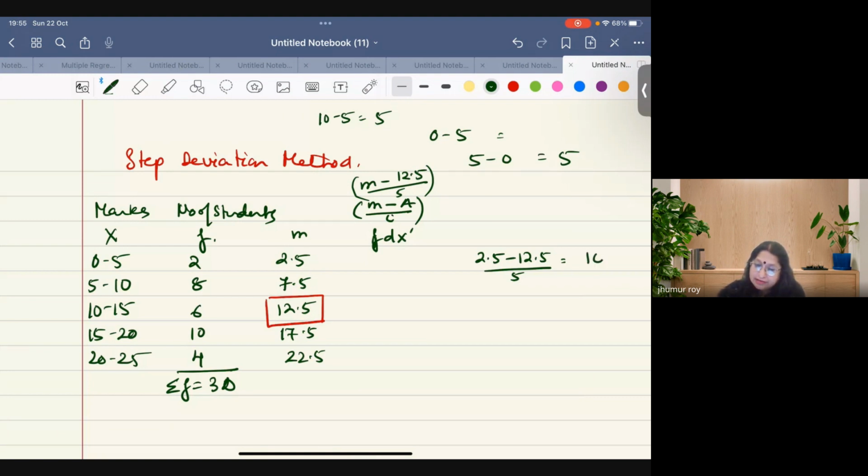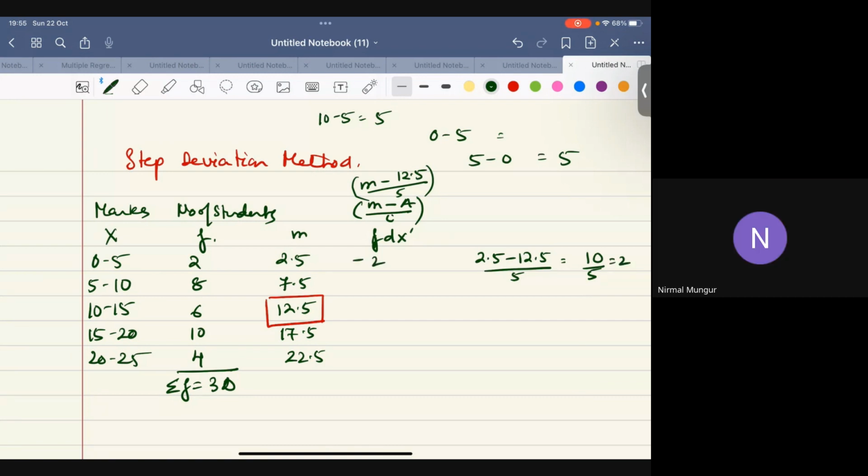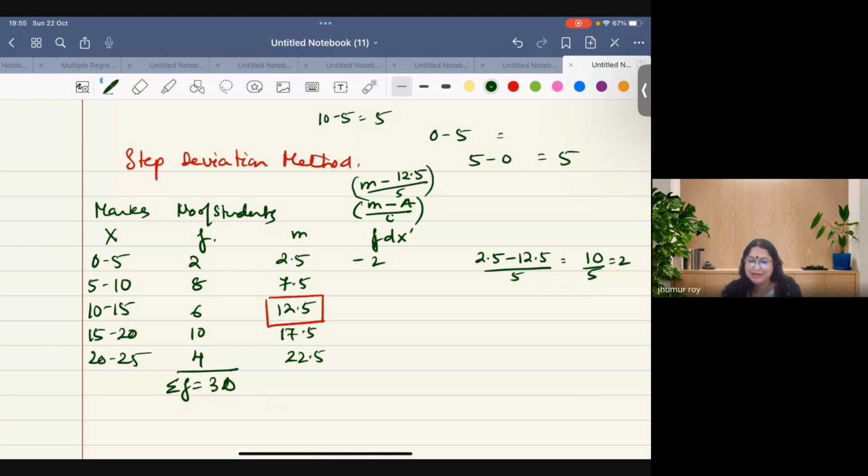How much is it? 10 by minus 2, that is equal to minus 2. So it becomes easier to calculate. Next one, what is the next one? Next one will be 7.5 minus 12.5 divided by 5, that is equal to minus 1. Then it will be 0, plus 1, plus 2. So actually you do not need to calculate any of this.